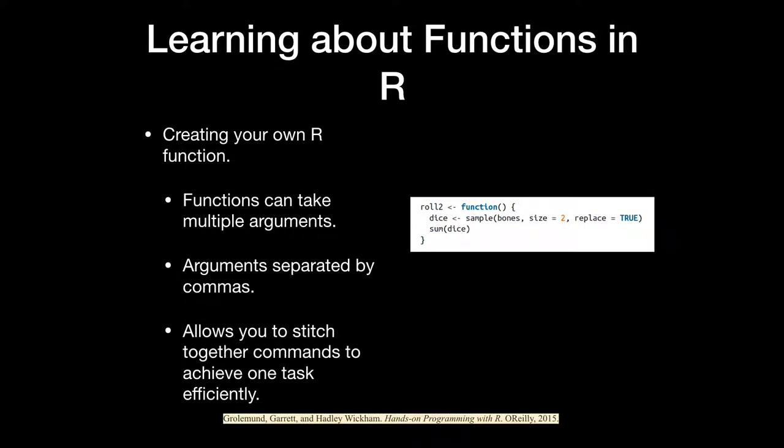So, creating your own function. Functions can take multiple arguments. The arguments are all separated by commas, and it allows you to stitch together commands to achieve one task efficiently. So on the right here we have a function. The function is called roll2. So what is it going to do? Well, within the curly brackets you're going to write the series of instructions that you want to perform for roll2.